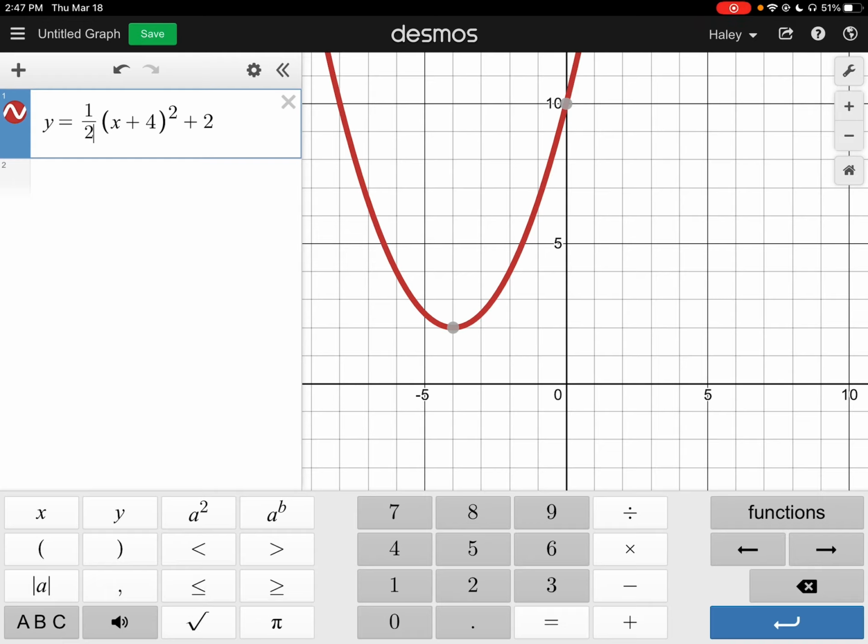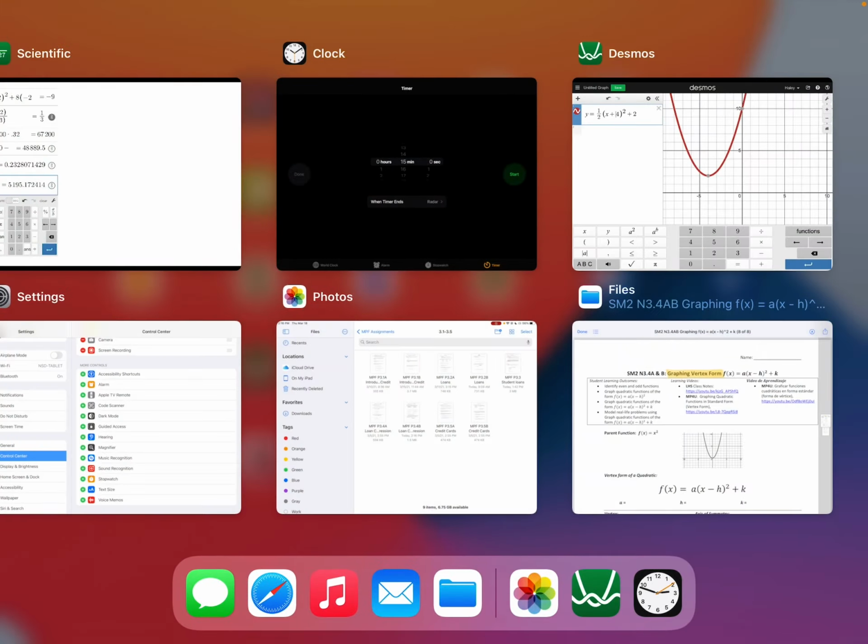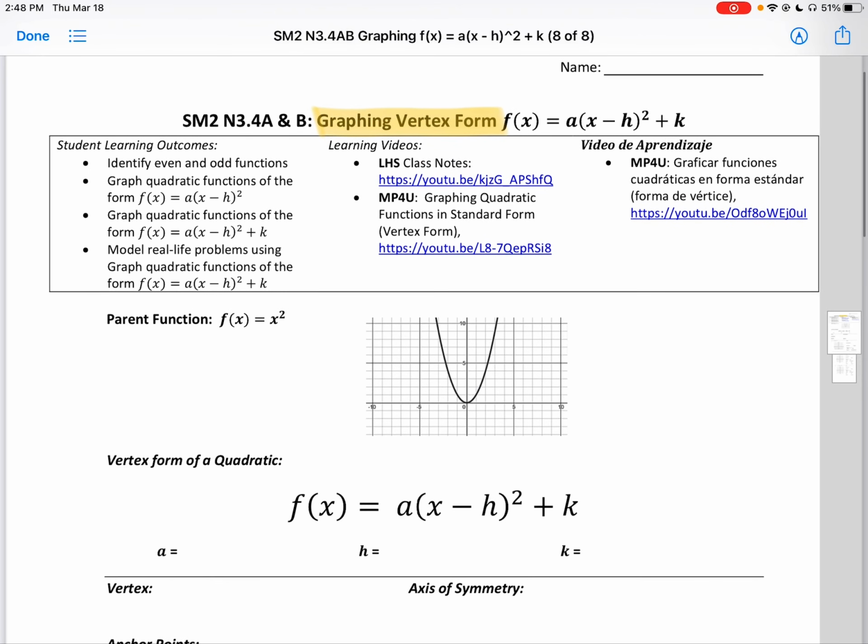Now the only difference is that I'm adding or subtracting a number from x on the inside of the square, and that's going to move it left and right. And it's kind of the opposite direction of what you would think. Plus moves it left, minus moves it right. Okay, all right, now let's go to the notes. Let's solidify this. I just wanted to show you on the graph.